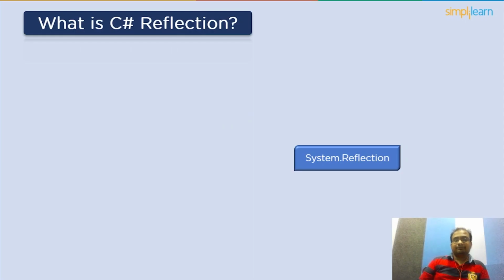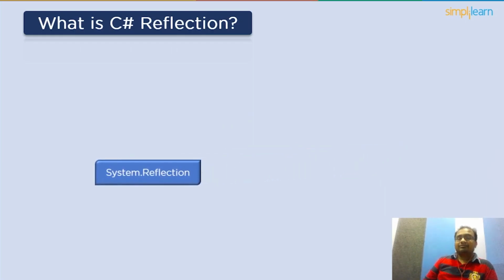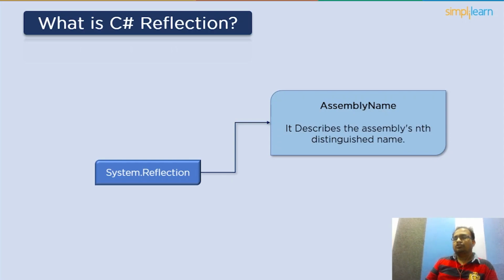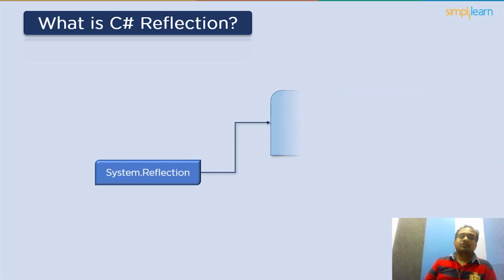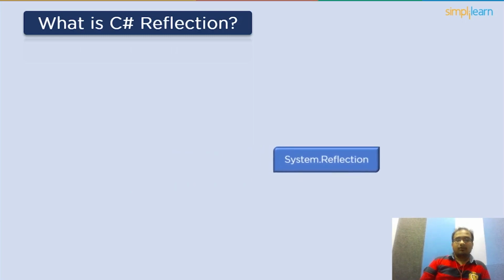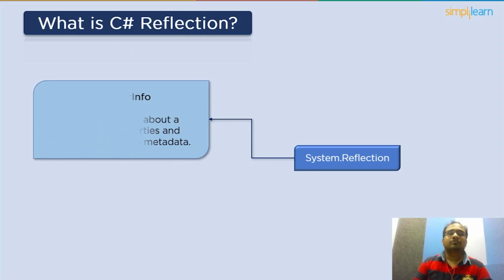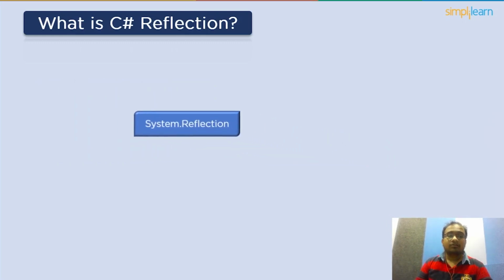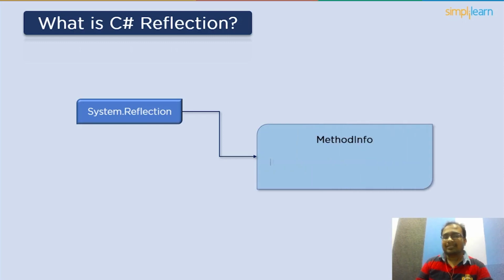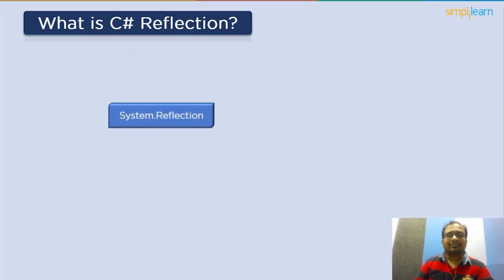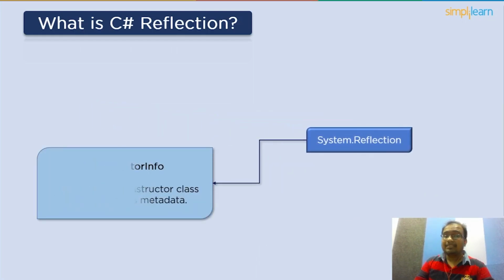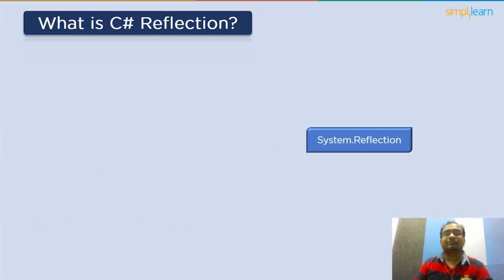The AssemblyName class describes the assembly and its distinguishable name. Next, we have MemberInfo. This one retrieves details about a member's properties and provides the member's metadata. Then we have MethodInfo. This one explains the method class and provides its metadata. Next up, we have ConstructorInfo. It explains the constructor class and provides its metadata.